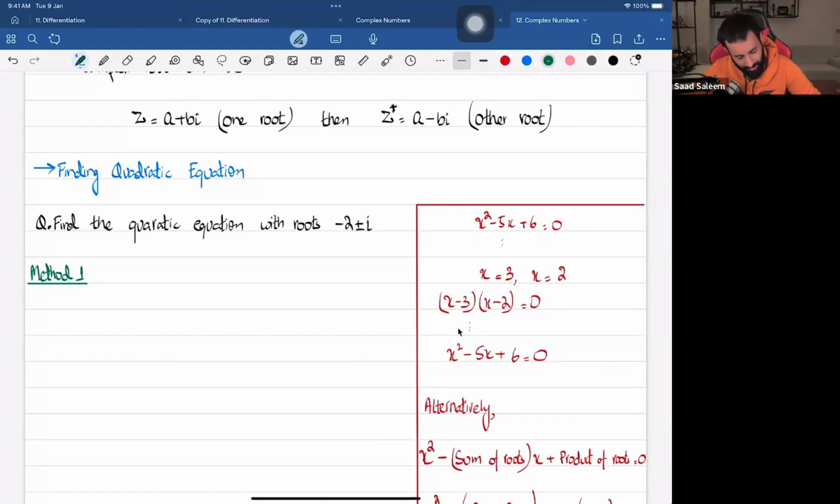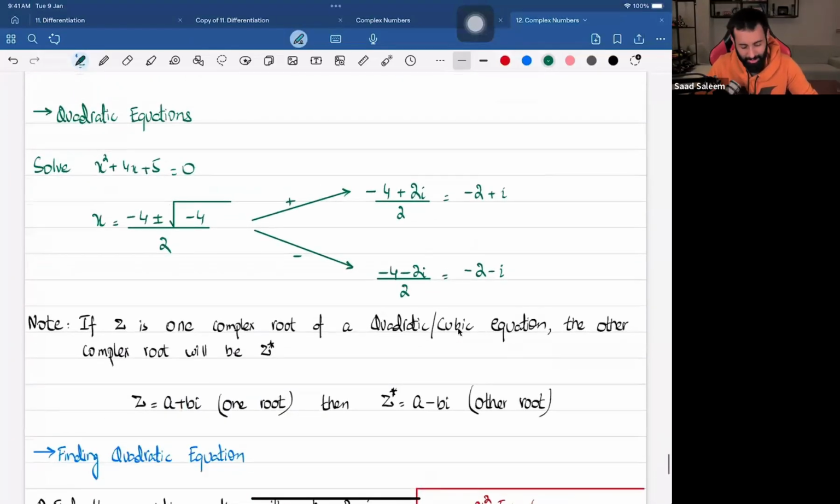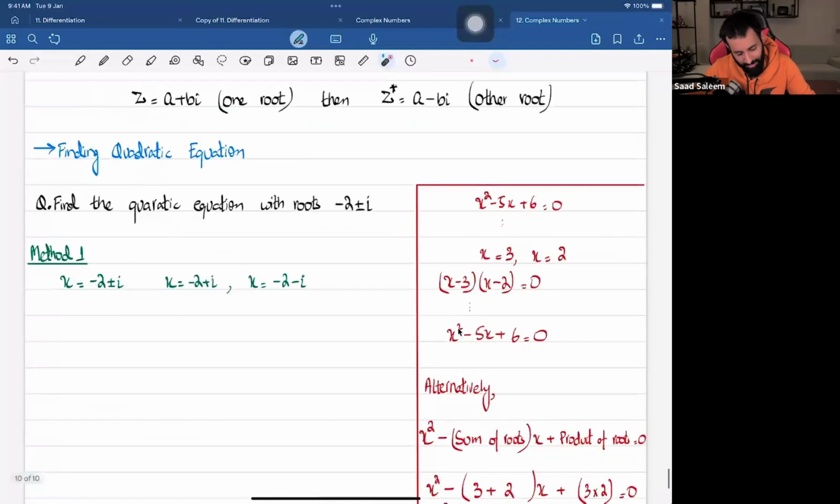Now method 1 is that x equals -2 plus minus iota, which means one root would be x equals -2 plus iota, and the other would be x equals -2 minus iota. Obviously that's what the answer is going to be, because it's going to be x squared plus 4x plus 5, the same quadratic equation that we solved earlier. We're going back to using the roots.